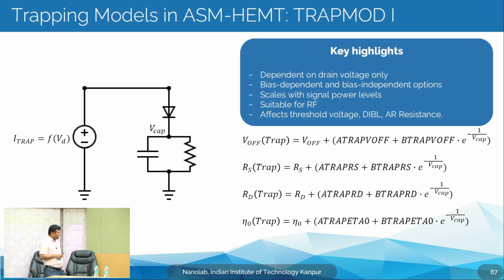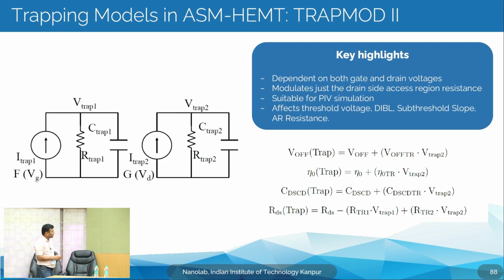For trap modeling, we have 3 trap models in the ASM HEMT. So, one is where it depends on the drain voltage only, and there is an option for bias dependent, bias independent. It scales with signal power levels, so it is suitable for RF, and it affects these parameters, which is VOFF, RS, RD, the resistances, and the ETA0 DIBL parameter.